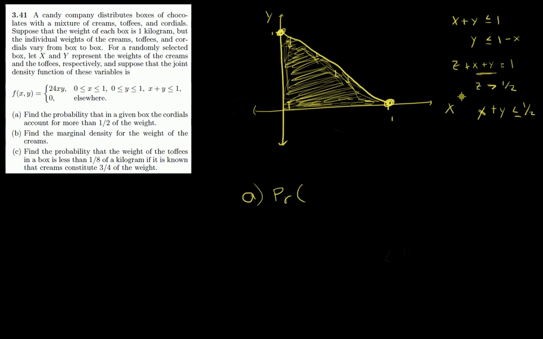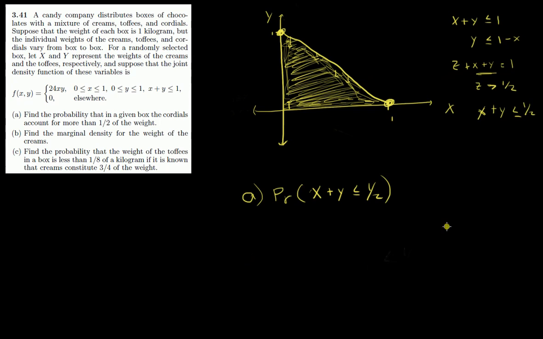This makes sense, right? The cordials are more than half of the weight of the box. The box is only 1 kilogram, so it's more than half a kilogram. That implies that the weight of the creams and toffees must be less than or equal to half. Okay, so that's what I'm going to write here. This is the probability we're trying to find.